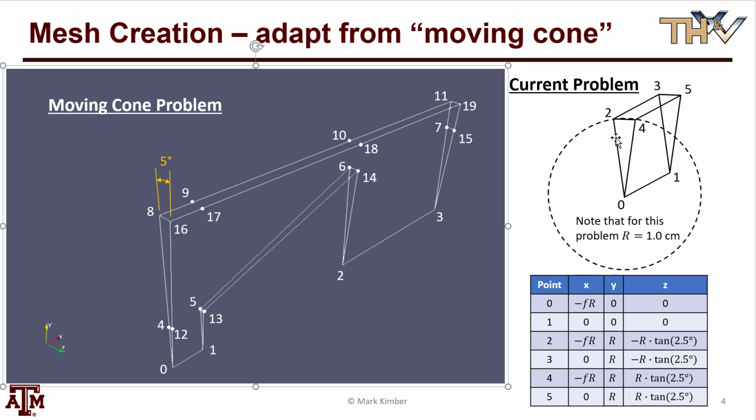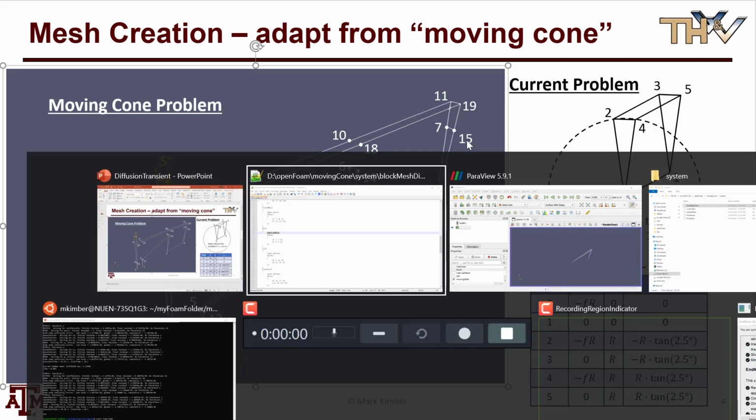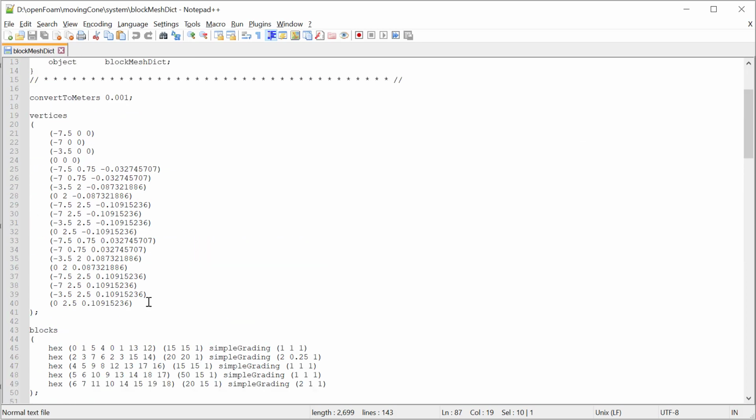I just have 6 nodes, 6 points, and I can create those with functions r, and I'm going to create a 5-degree wedge here, so half of that angle is going to be 2.5 degrees. And so my z value at point 2 is going to be negative r tan of 2.5, and then my point 4 will be positive r tangent of 2.5 degrees. And so with these 6 points, I have my entire domain. So I can change these. I just need 6 points.